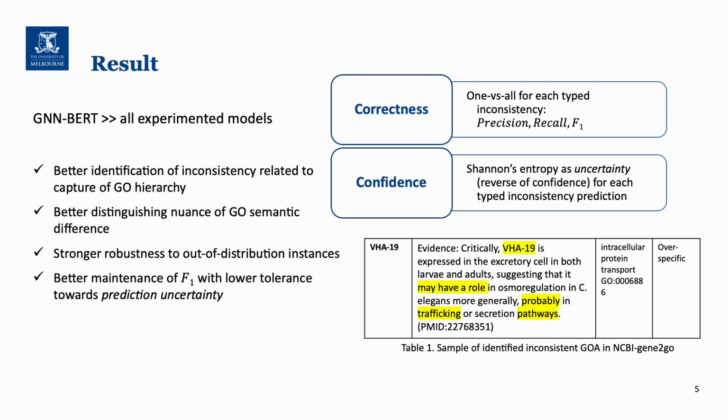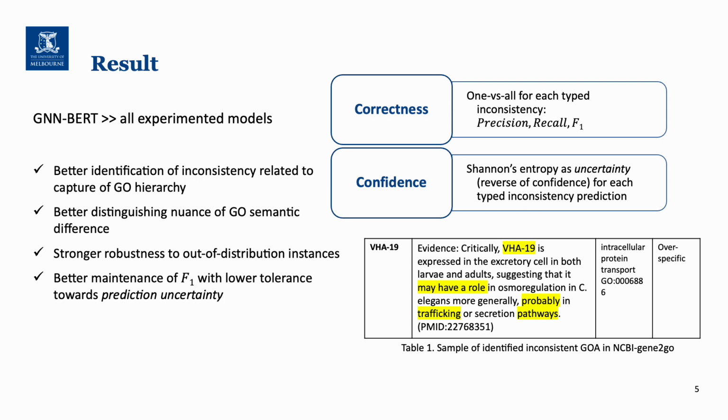The joint language model called GNN-BERT demonstrates the best performance in various aspects. It is good at detecting inconsistency regarding the GO specificity, good at capturing the subtle nuances of semantic differences, and also robust to out-of-distribution instances. The out-of-distribution instances denote that the species used for training and testing purposes are different. This perspective can evaluate whether an automatic approach is adaptive to open-world knowledge. This model can also maintain a decent correctness when low tolerance of uncertainty is set.